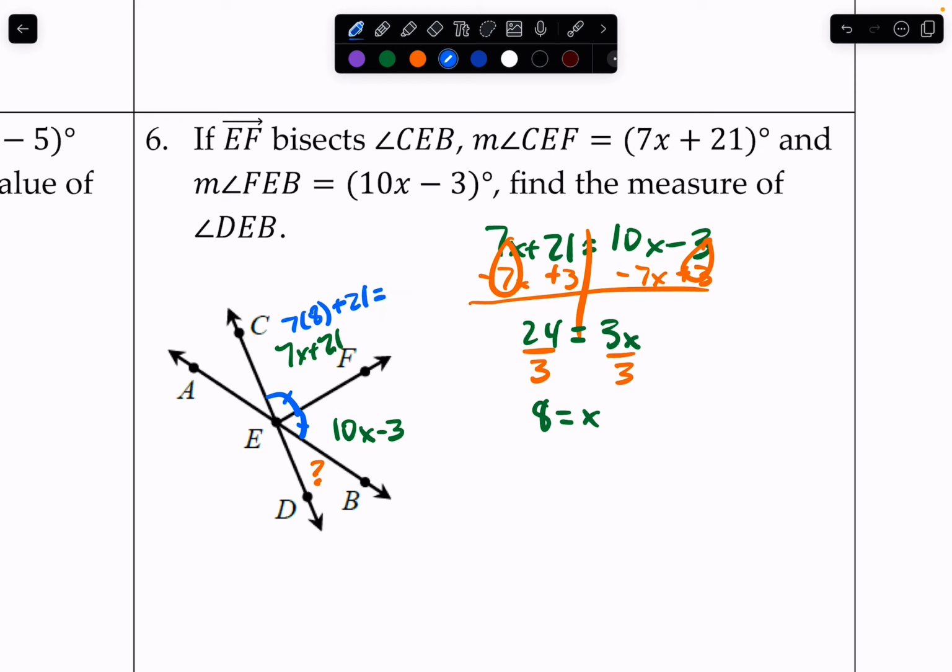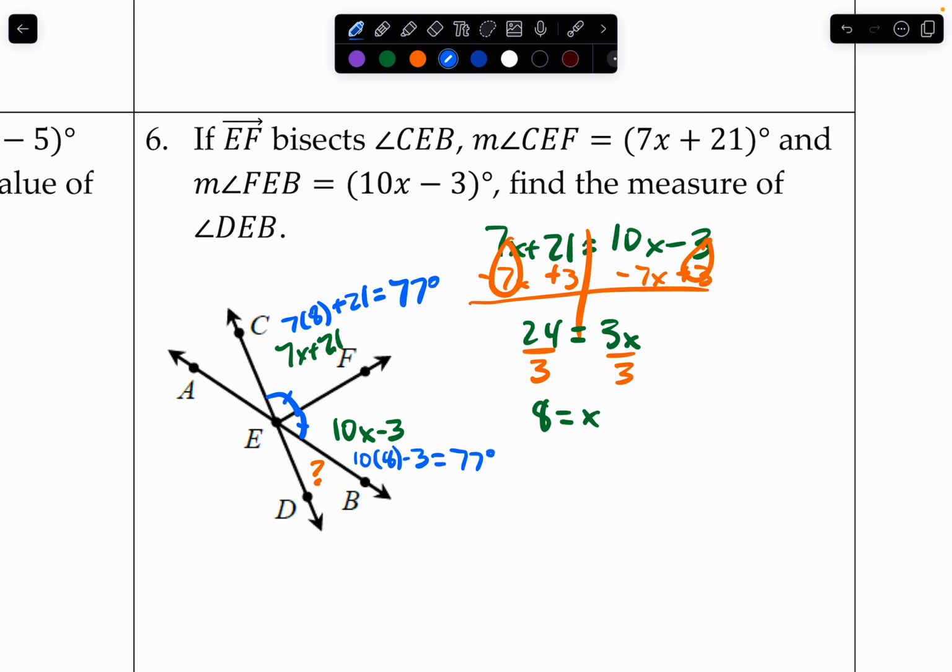So here's what I'm going to do. I'm going to do 7 times 8 plus 21, and I get 77. And just to be sure, I'm going to do 10 times 8 minus 3. That's going to be 80 minus 3. And guess what? That is 77 degrees as well. Hey, that means that we did that right. We got 77 on both of them. They were supposed to be congruent. They are. Now I'm trying to figure out what was DEB.